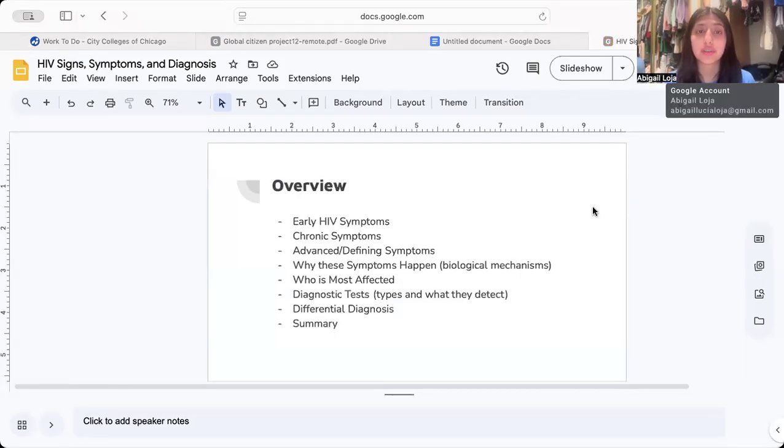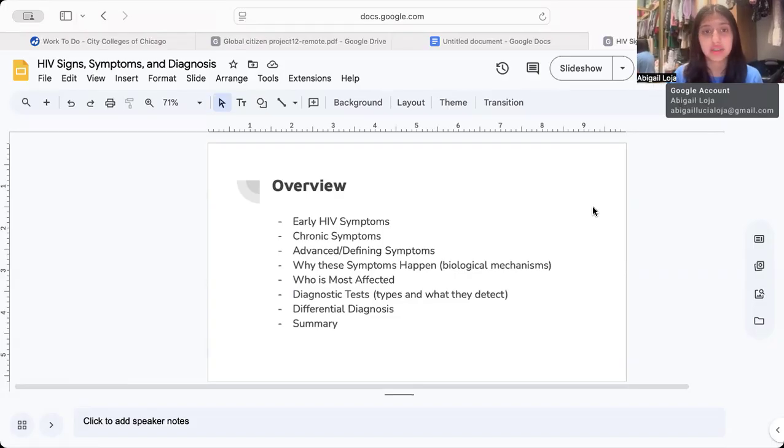For an overview, we'll be talking about early HIV symptoms, chronic symptoms, advanced/defining AIDS symptoms, why these symptoms can happen, like biological mechanisms, who's most affected, diagnostic tests, like types and what they detect, differential diagnosis, and summary.